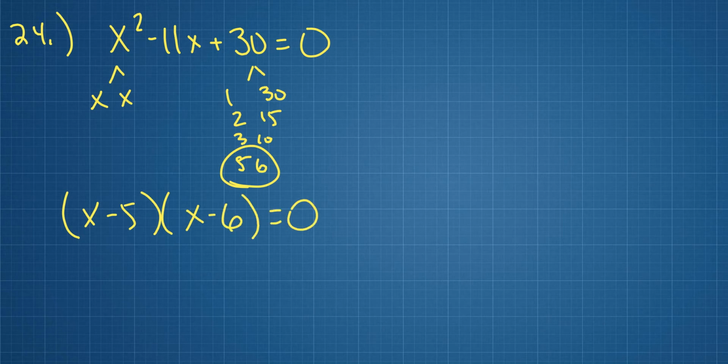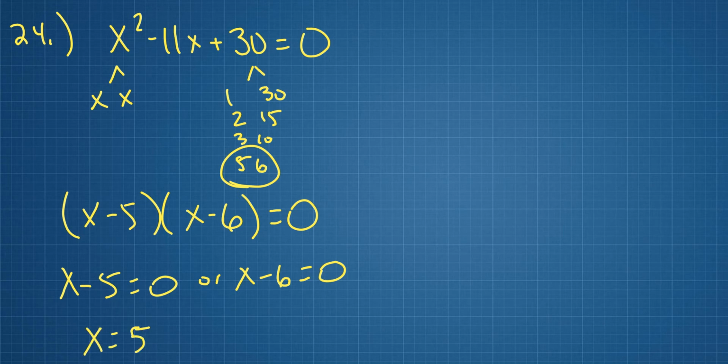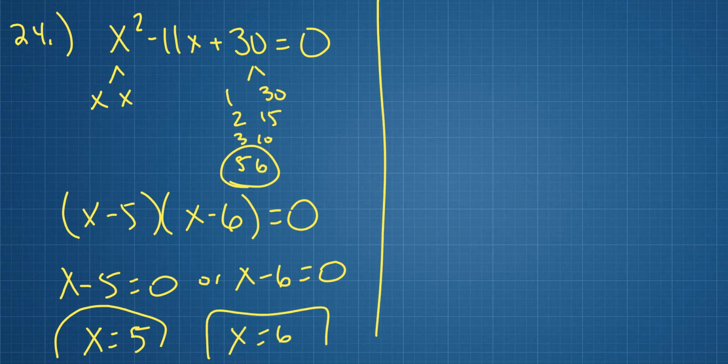Since it equals 0, the zero product property tells me I get to do x minus 5 equals 0, or x minus 6 equals 0. Now I just add 5 to both sides to solve, so it's just kind of like an easier version of the fire starter. Add 6 to both sides. There's my two answers. That's it for 24.